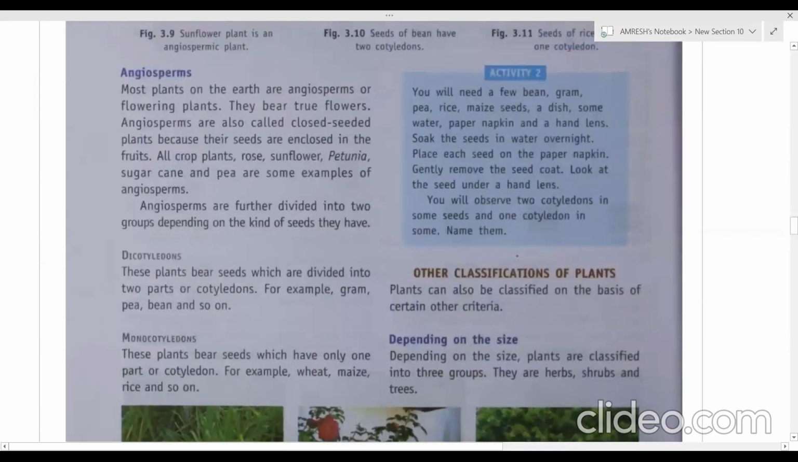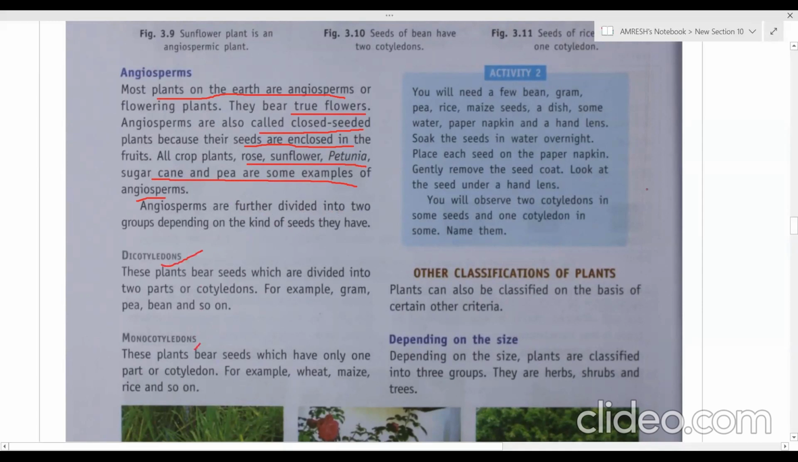Angiosperms. Most plants on the earth are angiosperms. Normally in our gardens, angiosperms are grown. They bear true flowers. Angiosperms are also seeded plants because their seeds are enclosed in the fruits. They produce covered seeds, enclosed inside their fruits. All crop plants, rose, sunflower, petunia, sugarcane, and pea are examples of angiosperms. Crop plants, rose, sugarcane, wheat, pea, etc. are examples of angiosperms.